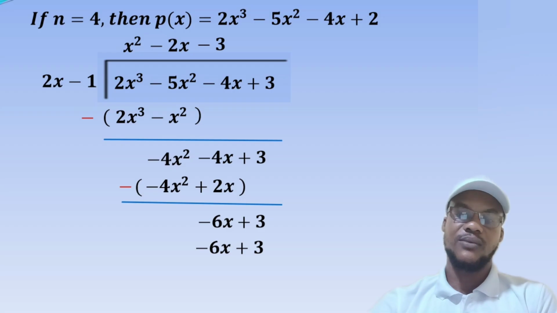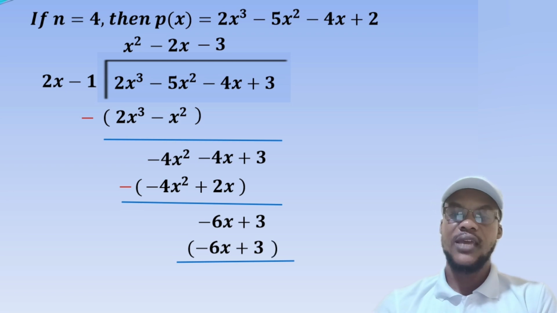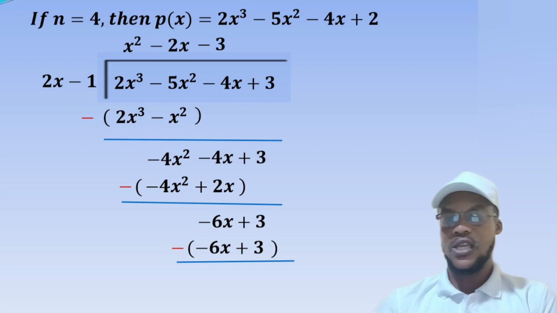So I will subtract negative 6x plus 3 from our negative 6x plus 3. And when you subtract, what do you get? Because they are the same, then you are going to get what? 0. Now you see that even if we use long division, we still get the remainder 0. Have you gotten that? That's good. Yes, that is great.